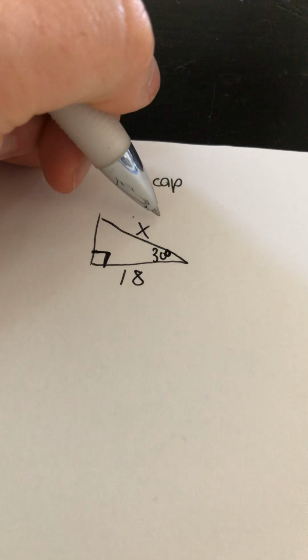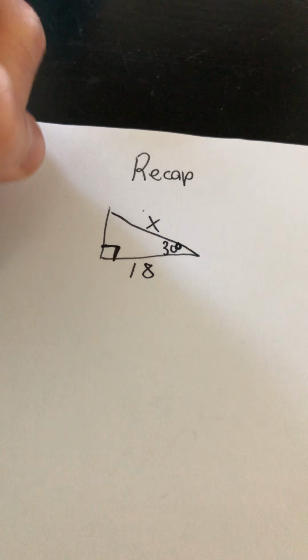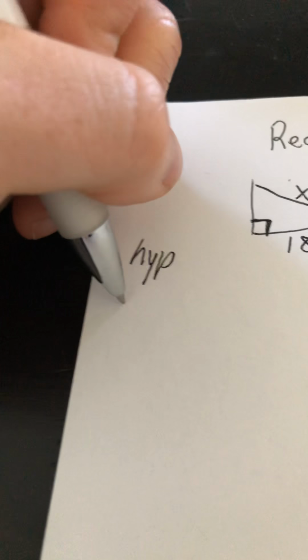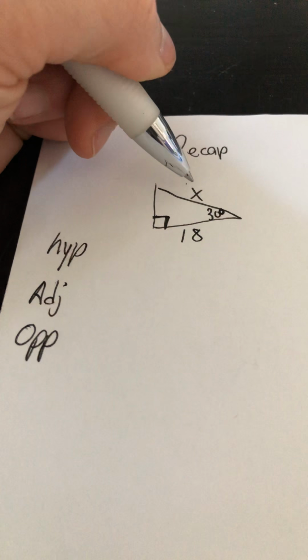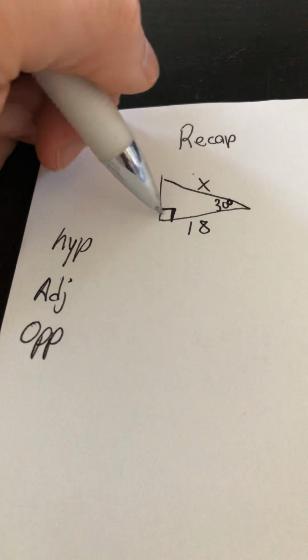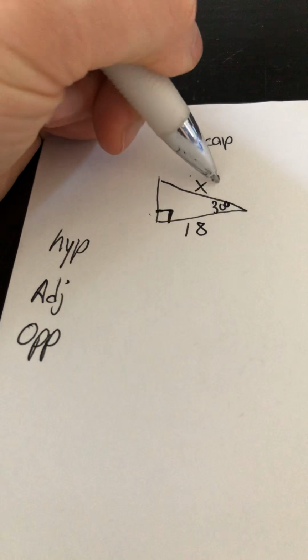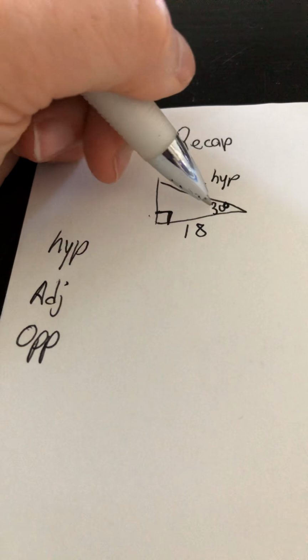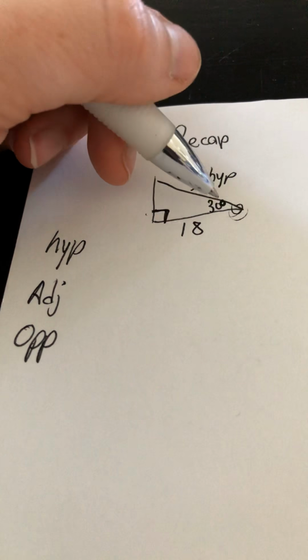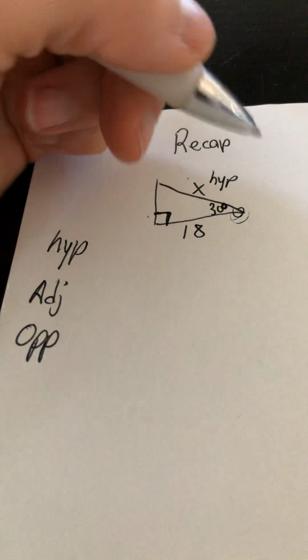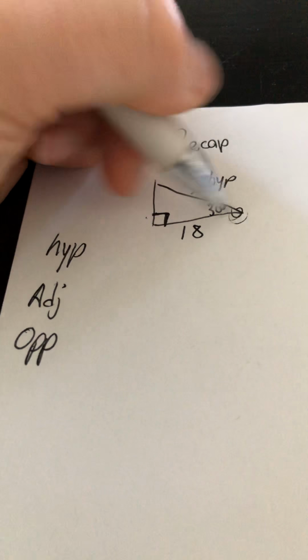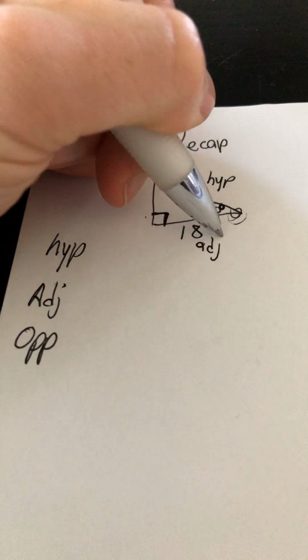Now, X is which part of our triangle? Is it our hypotenuse? Is it our adjacent? Or is it the opposite? Okay, what do you think? Yep, it's across from the right angle. That's the hypotenuse. And then our angle here is right there. 18, is that going to be the opposite or adjacent? Well, it's touching the angle, so it is the adjacent.